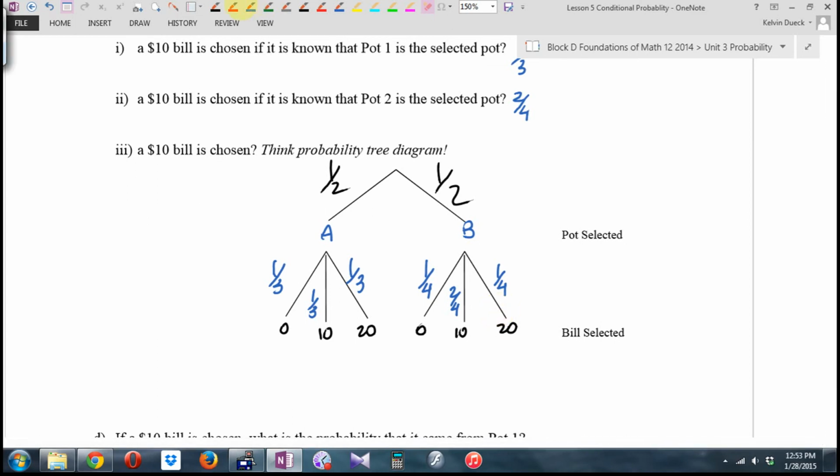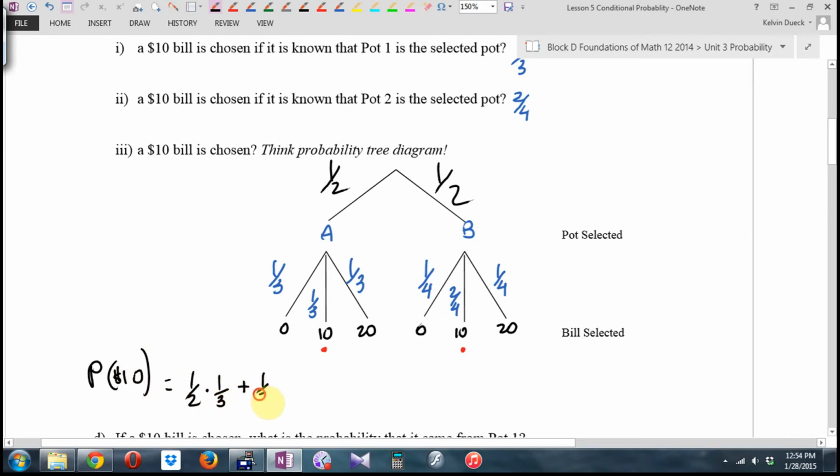A $10 bill is chosen. That's this branch or this branch. Multiply down, add across. The probability of getting a $10 bill is 1/2 times 1/3 or 1/2 times 1/4. Use your calculator. Feel free to use the fraction button on your calculator. What's the answer in lowest terms, please? By the way, it's 1 out of 6 plus 1 out of 8. But the answer is not 1 out of 14.